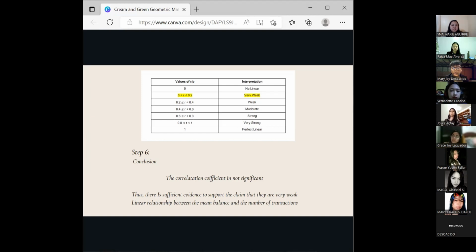Lastly, we have our step 6, which is the conclusion. Based on the table, the correlation we get is very weak. So the correlation coefficient is not significant. Thus, there is sufficient evidence to support the claim that there is a very weak linear relationship between the mean balance and the number of transactions. Next po.